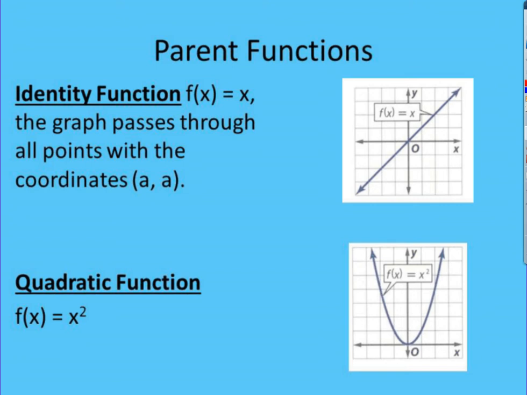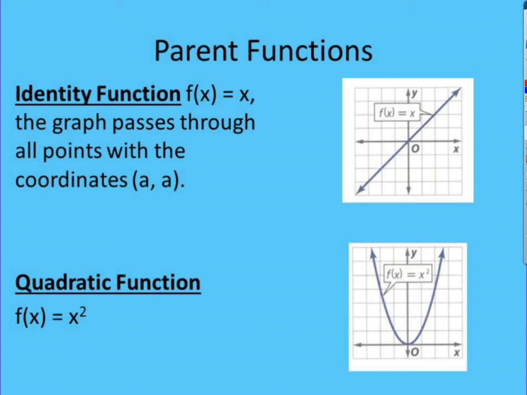The identity function will be a straight line that starts at the origin and has a slope of 1, so it's going to be f of x is equal to x. This function is going to contain any coordinate of a, a. So if my x value is 1, my y value is 1. If my x value is -5, the y value would also be -5.